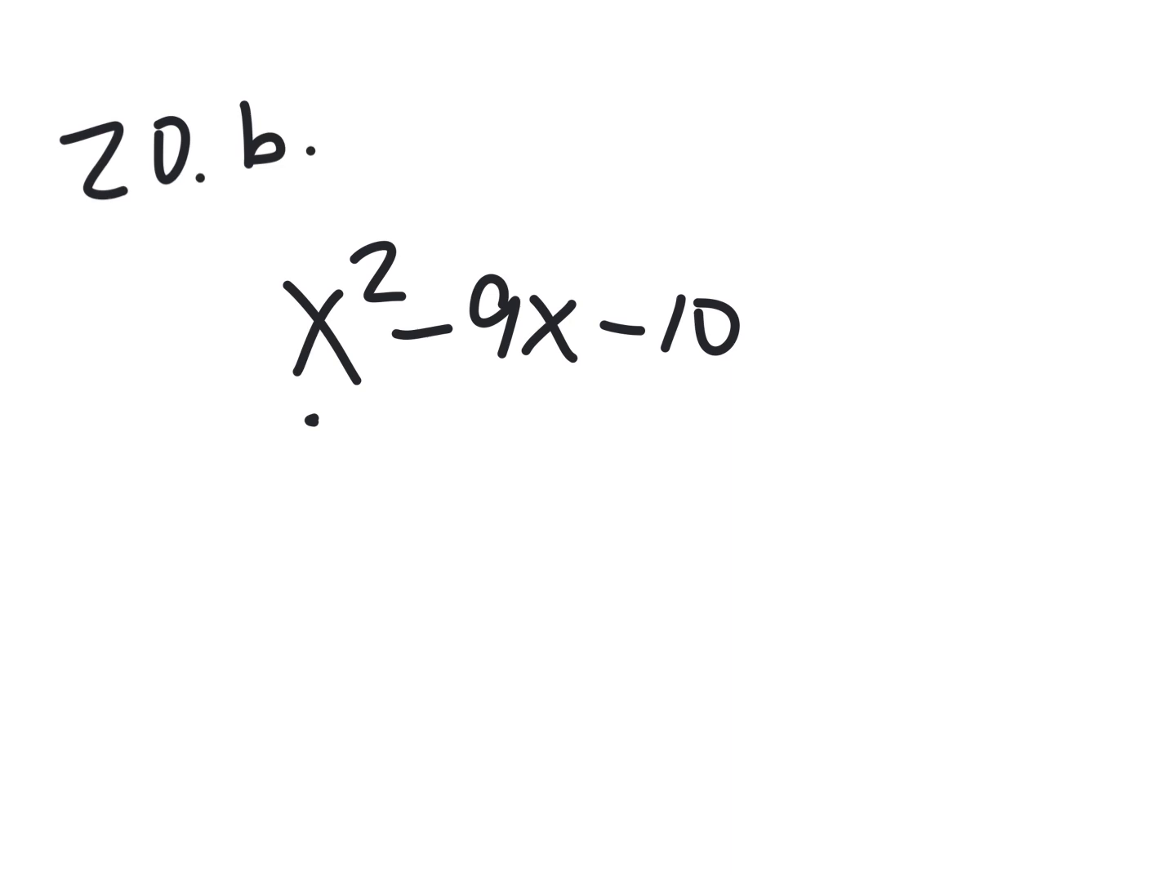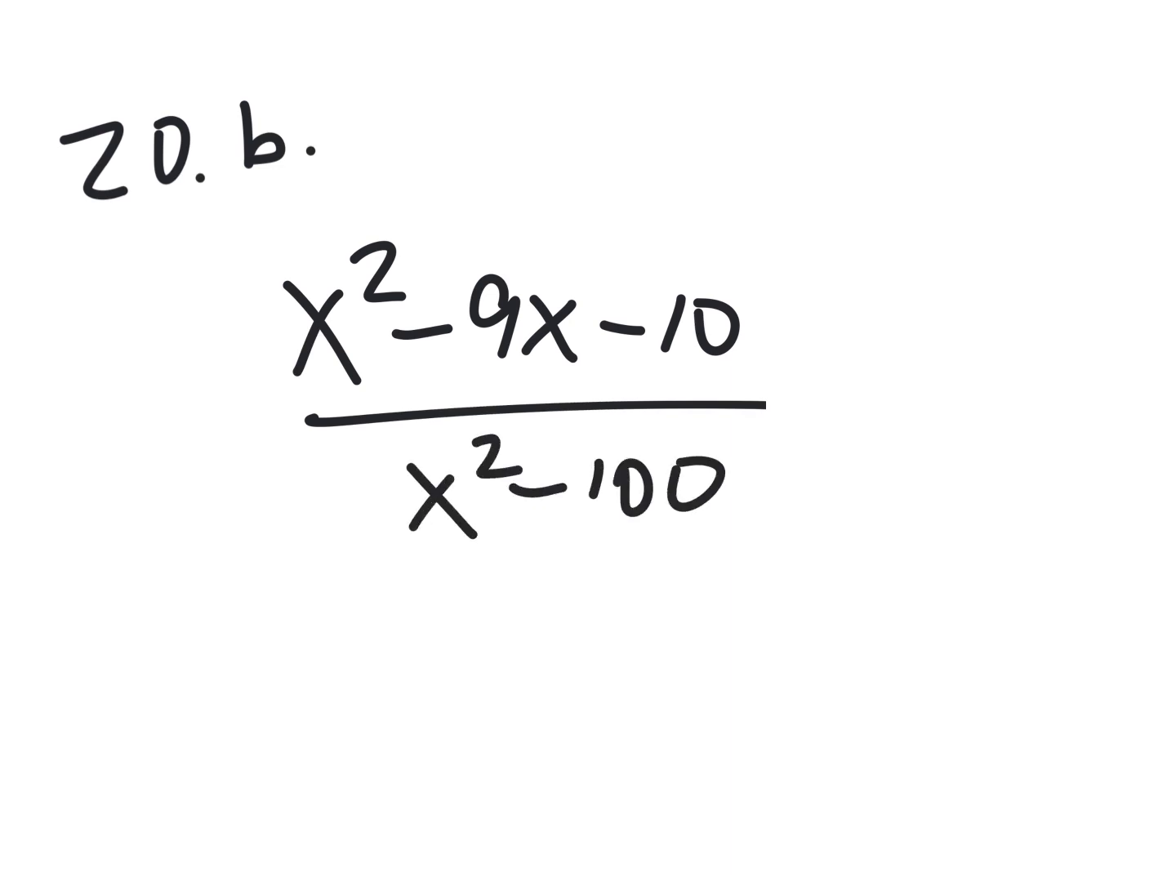Right now, I'd like you to go to the back side of your packet, since you all have the packet out now and you were writing on it a second ago anyway. Okay, so this is on the back side. Call it problem 20b. It's just like problem 20 in your packet, but it's brand new. X squared minus 9x minus 10 over x squared minus 100. And I want you to find me 5 things about this.